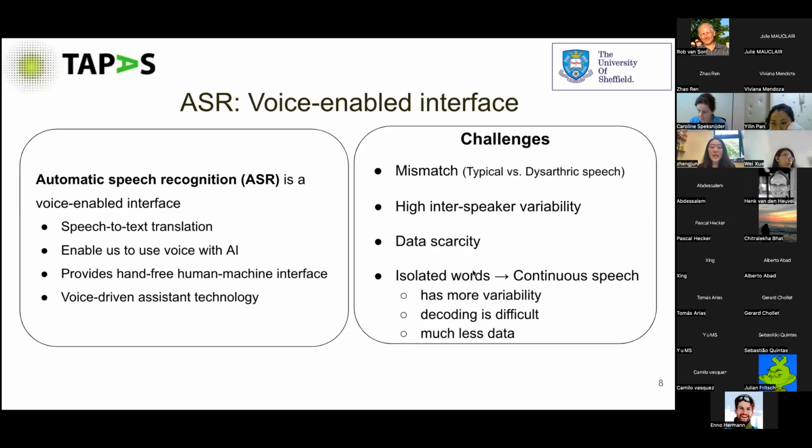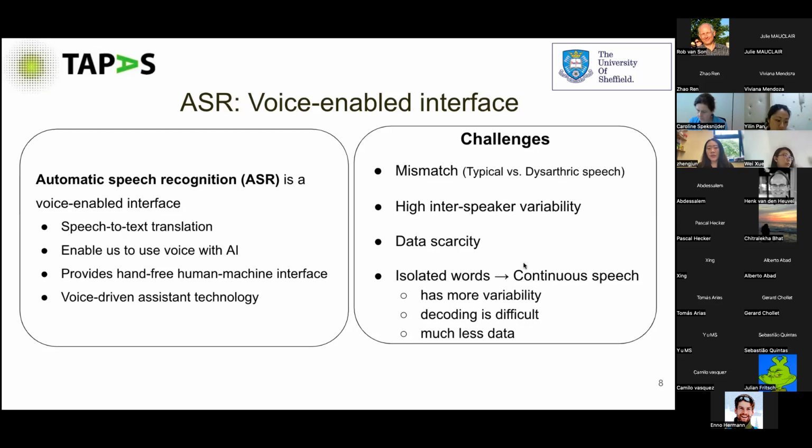Here are some challenges. For example, the large mismatch between typical and dysarthric speech, or the significant variability, either interspeaker or intraspeaker. And data scarcity is also a main issue of this task. So these are the three main challenges.